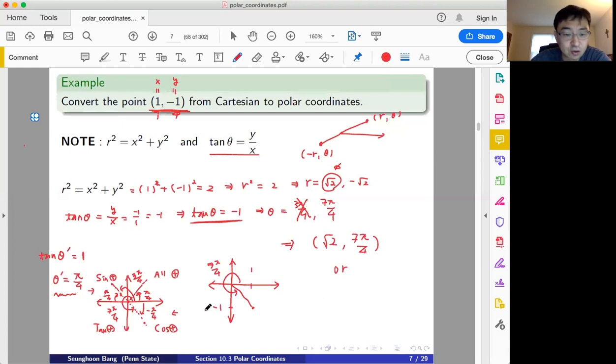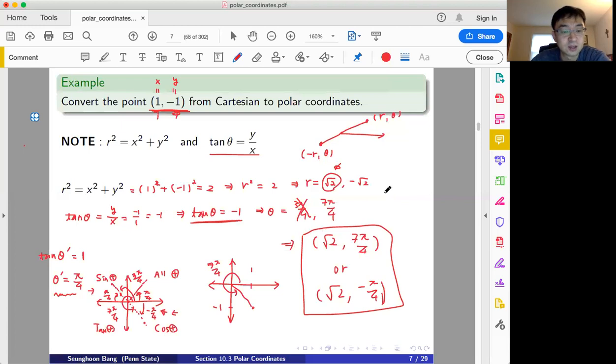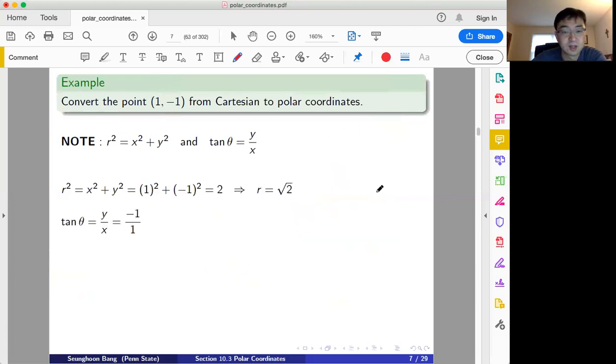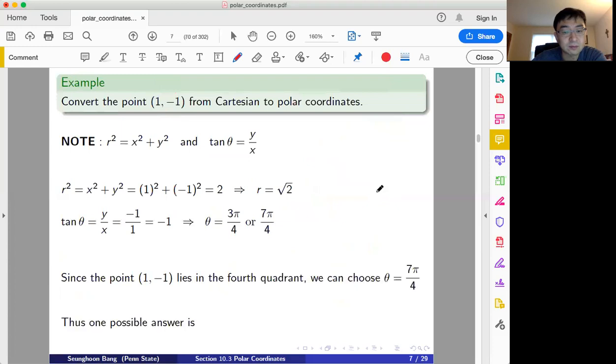This is your final answer. Or you can use negative pi over 4. It doesn't matter, either one is fine. The square root of 2, negative pi over 4. Either one is fine. This is the answer to this question.